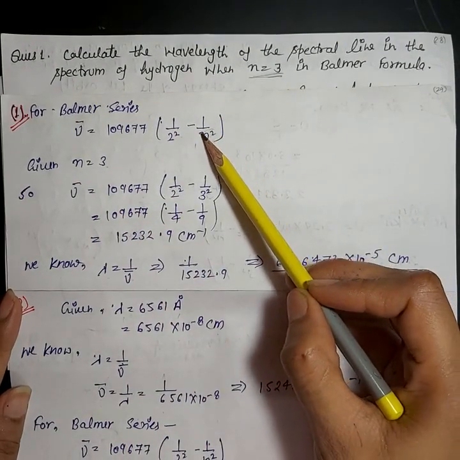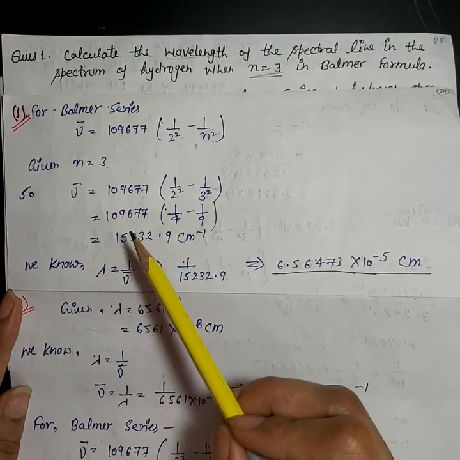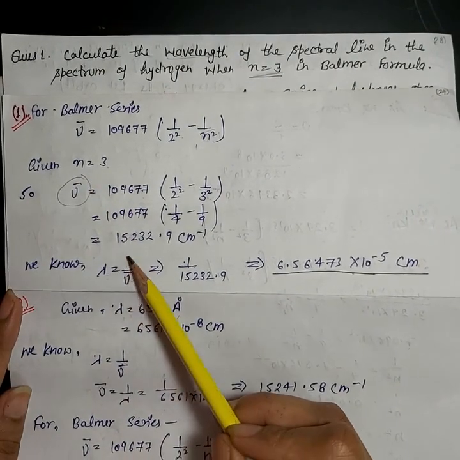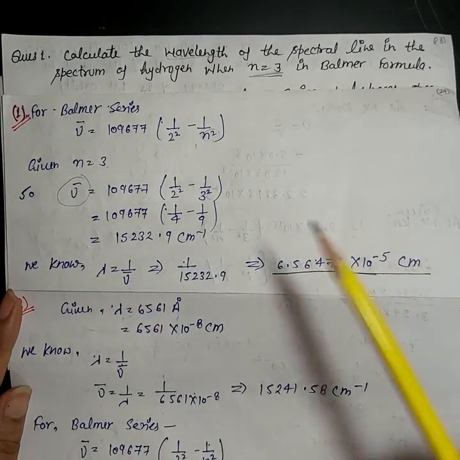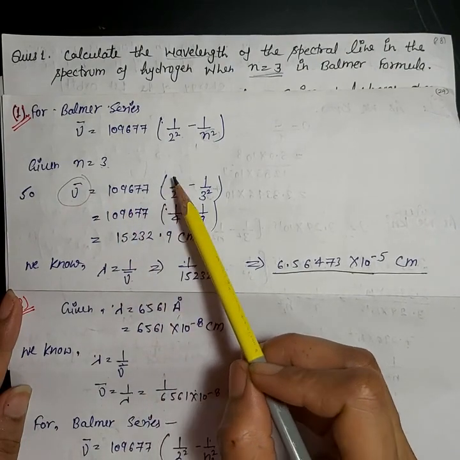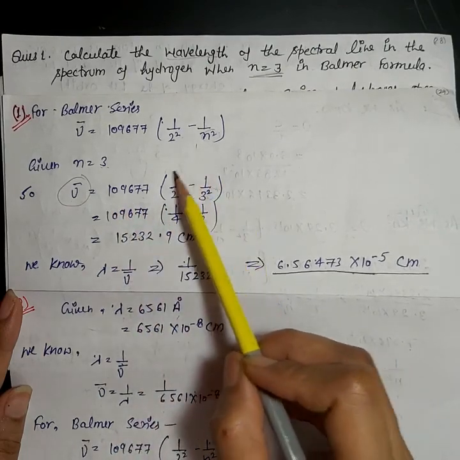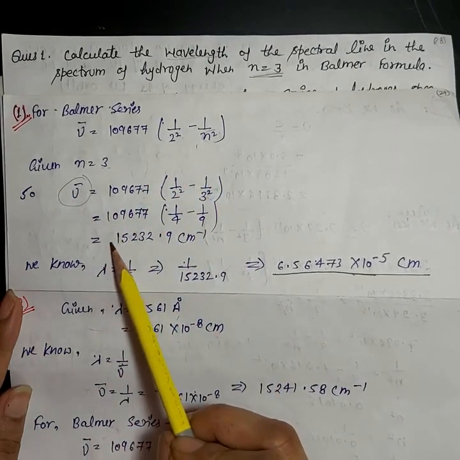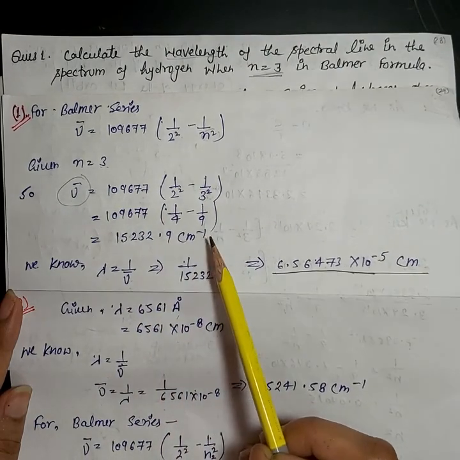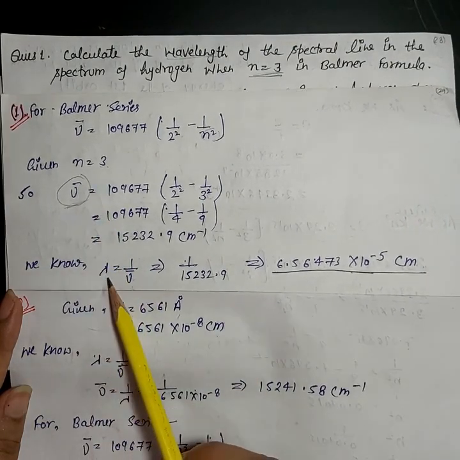As we know the value of n, and they are asking for wavelength, we can calculate wavelength by calculating nu bar, as lambda, means wavelength, equals 1 upon nu bar. First we put the value of n: nu bar equals 109677 times (1 upon 2 square minus 1 upon 3 square). By calculating this, we'll have the value of nu bar, which equals 15232.9 centimeter inverse.